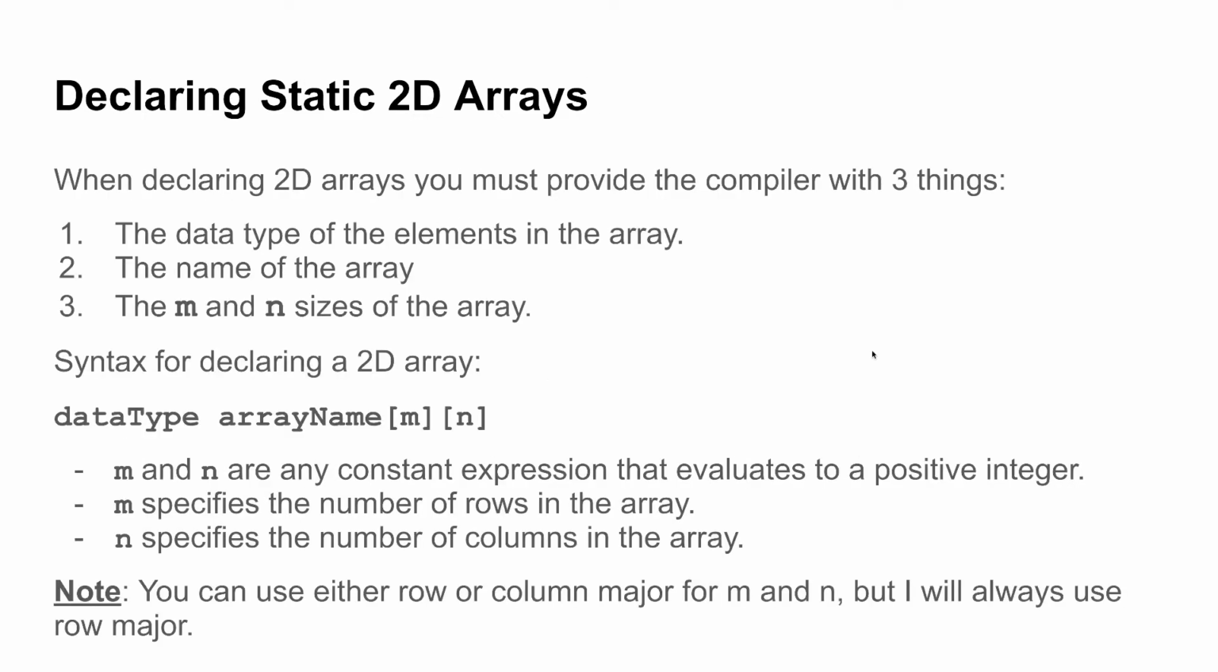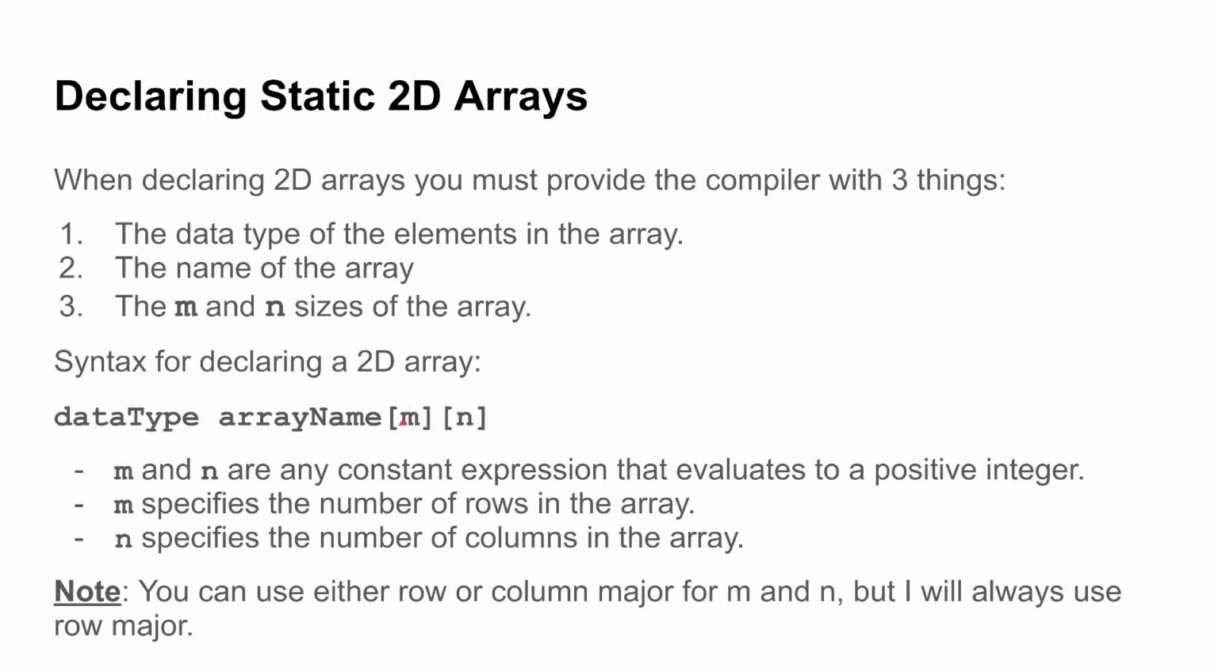Now, let's talk about how we can declare these static two-dimensional arrays. Just like one-dimensional arrays, you need to provide the compiler with three things: the data type of the elements in the array, the name of the array, which is just the identifier, and the m and n sizes of the array. The syntax looks just like this. It is the same as when we are making a one-dimensional array, where we give a data type, an identifier, and then a dimension. But instead of only having one dimension, we have two dimensions.